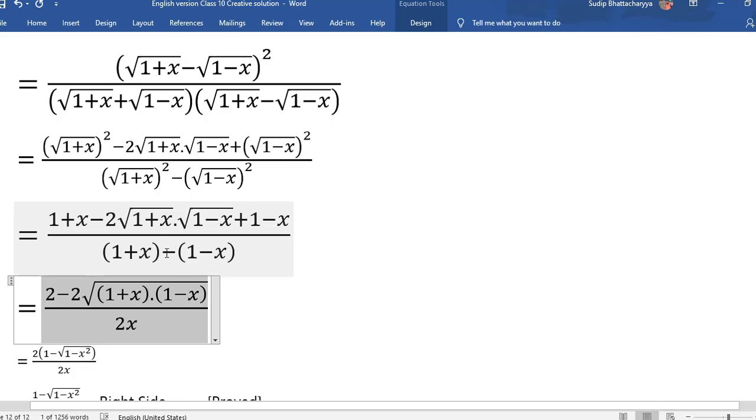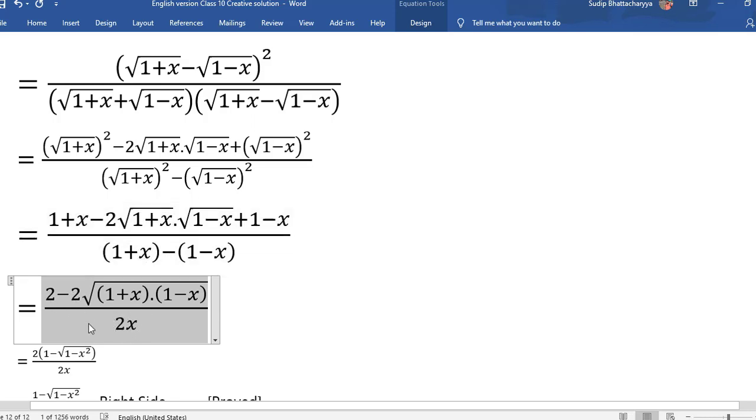Remove the bracket using the minus sign, you will get 1 plus x minus 1 plus x. Minus 1 and 1 will be cancelled, and x plus x will be 2x. So as the denominator you will get 2x.